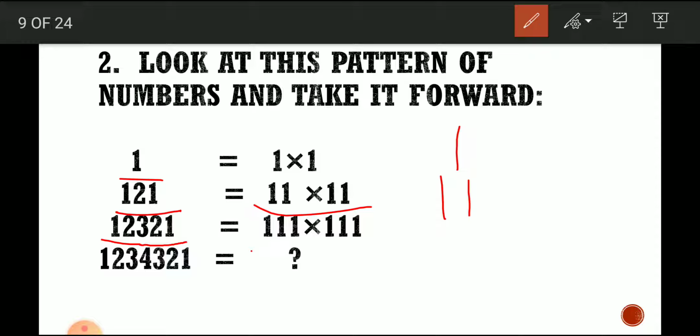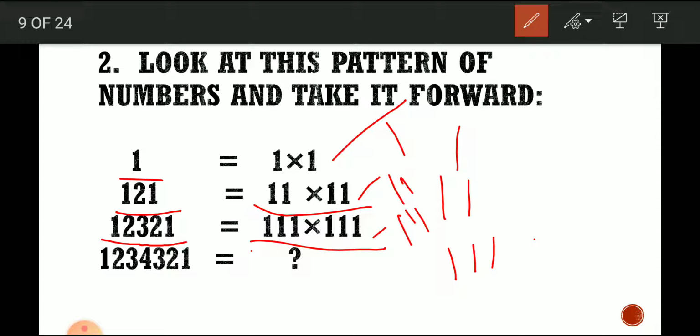Here we can split it using multiples: 111 into 111, right? The first one is only 1, the second term is 2 ones, then the third one is triple 1, and again the fourth term comes here: 1 2 3 4 3 2 1. If we write it right to left, we get the same numbers. I hope you have guessed it. So which number comes here? This is one of the homework in this session.